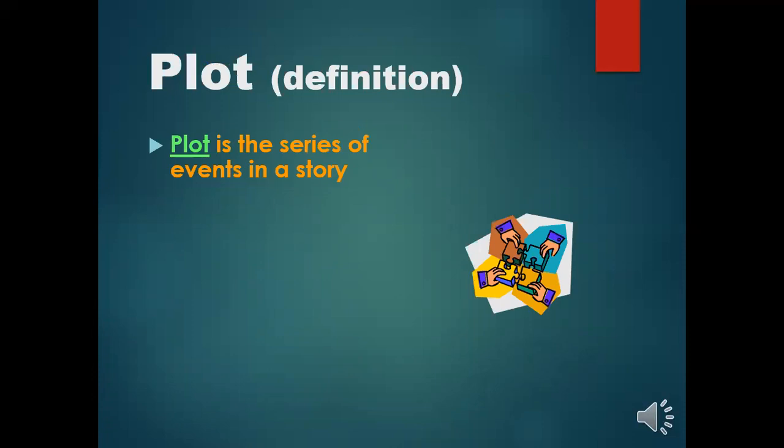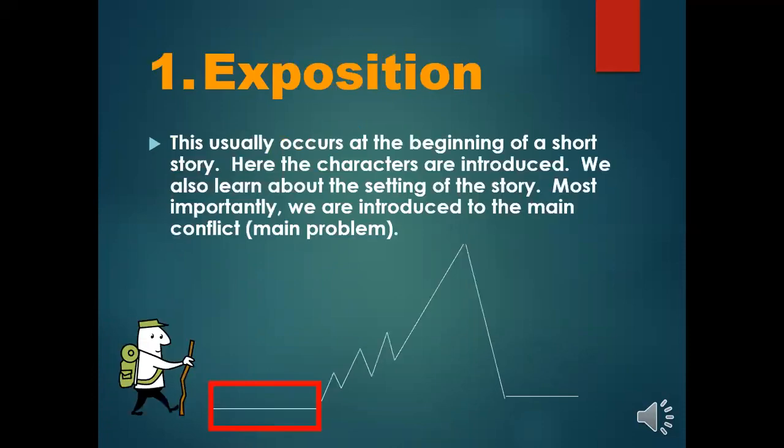Plot. Plot is the series of events in a story. The elements of the plot you have here: exposition. The first thing is exposition. This usually occurs at the beginning of a short story. Here the characters are introduced. We also learn about the setting of the story. Most importantly, we are introduced to the main conflict or the main problem.